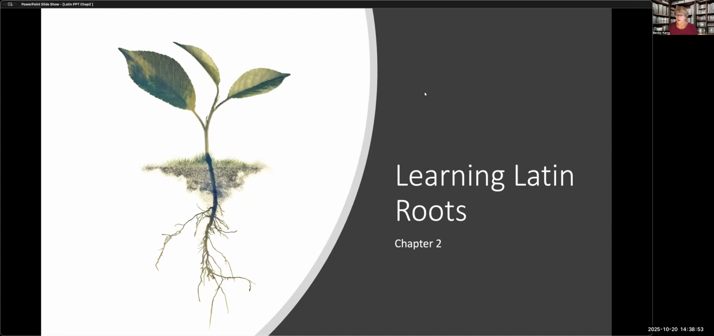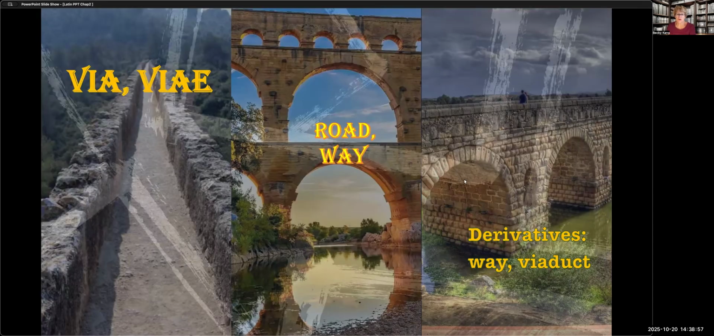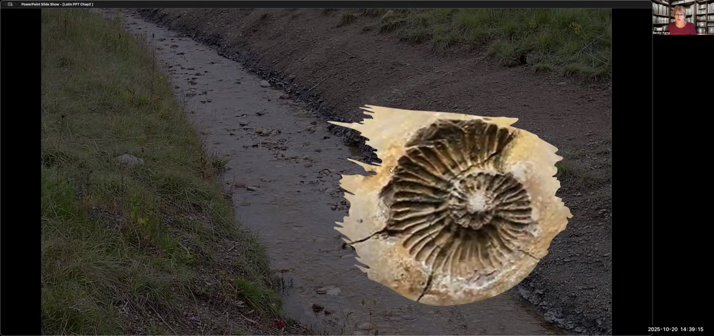Okay, so here's the PowerPoints that we looked at for the vocab words. The first word is via, viae, which is road or way. Remember, our V's are pronounced as W's. Via, viae: we are, we, I, road or way. The derivatives are the English word way, and viaduct. This is the bridge that the Romans created so that water could go through.